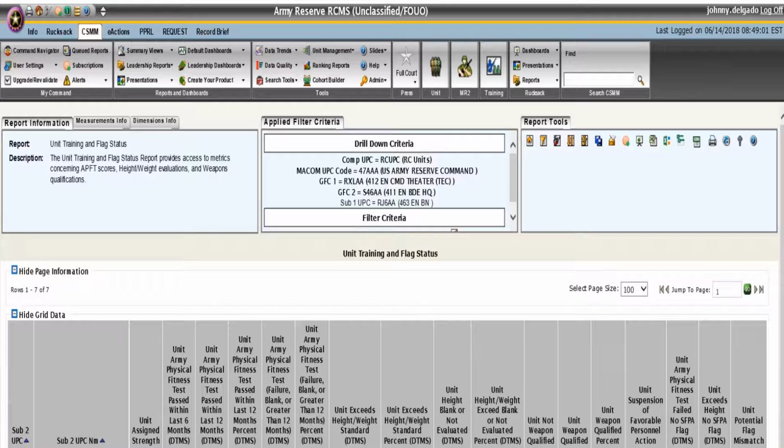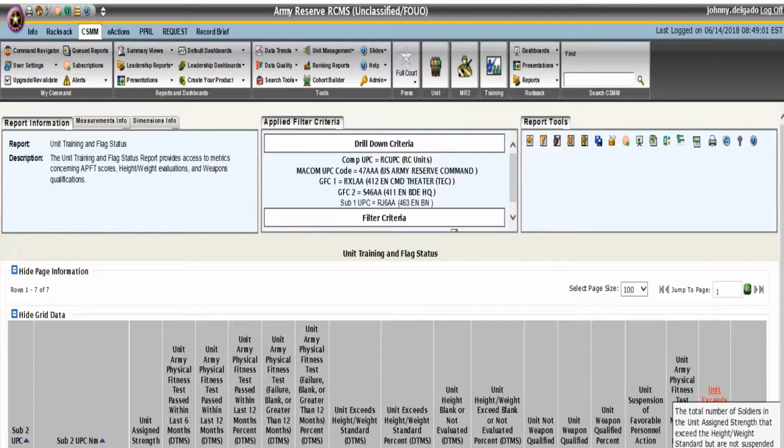First off, I'd like to explain this category, the unit potential flag mismatch category. What this category means is that a soldier has passed height and weight, or they have passed their APFT, but they are still flagged. Obviously, we want soldiers unflagged as quickly as possible once they are passing height and weight or passing their APFT. We want to make sure that they're getting unflagged. If you have soldiers in there, that's the situation.